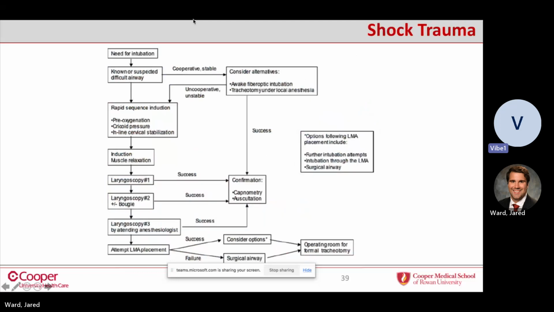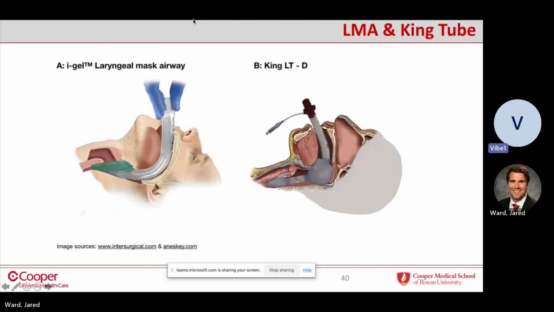This is just showing more advanced algorithms and then LMAs. So I think most of the ones we don't have are Kings. I've only ever seen the i-gels. So EMS here has them as well. Yeah, I do get one.